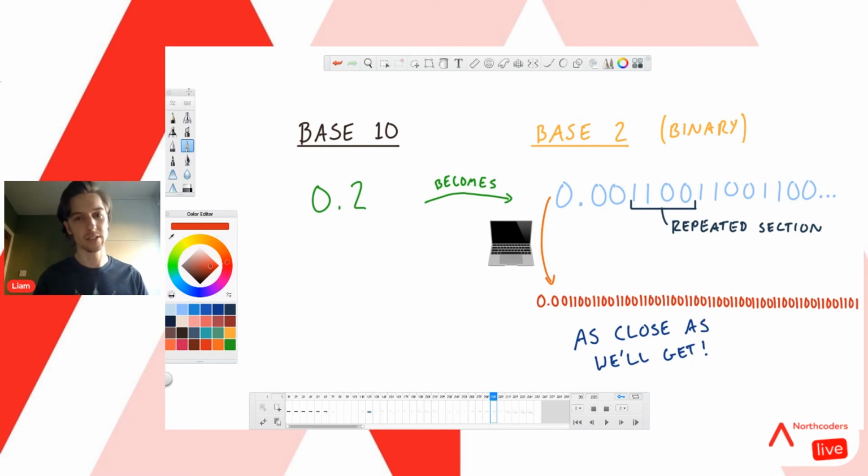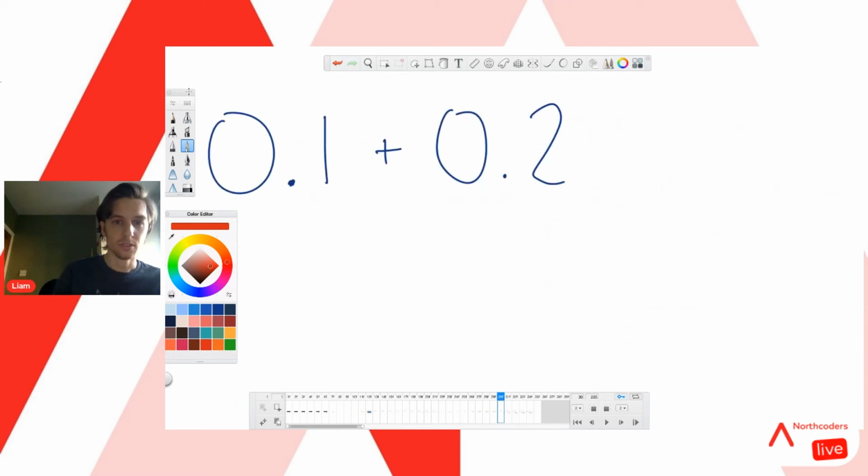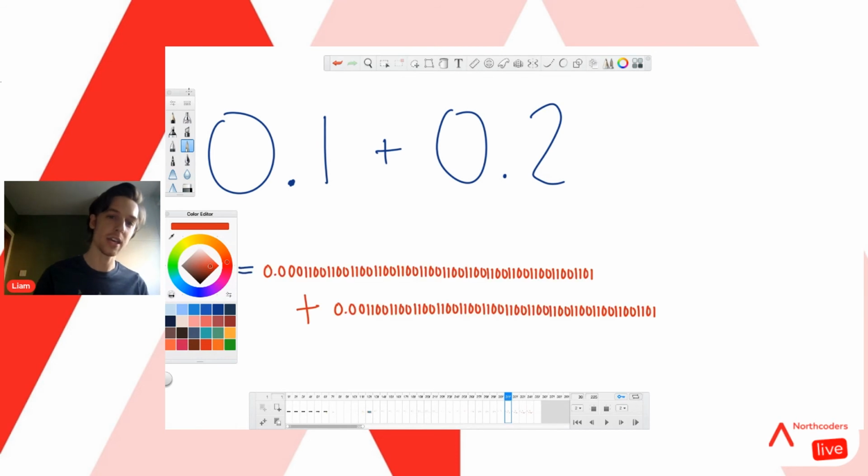But it's not perfect. Because if it were perfect, it would go on forever. It would be that 1100 repeated forever and ever and ever. But as we established, at some point we have to stop. So this then brings us finally back to what happens when we do 0.1 plus 0.2. Both of those numbers have to be converted into binary in the background. And that looks like this horrible thing, which I'm obviously not going to read out, but this is what we end up with. And then things that we can't make sense of at all.